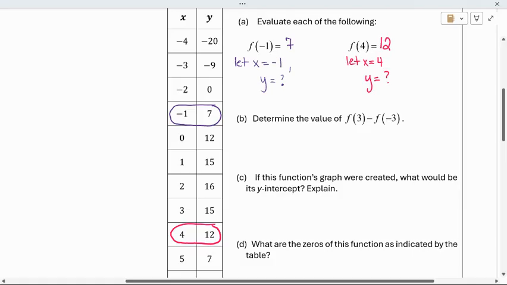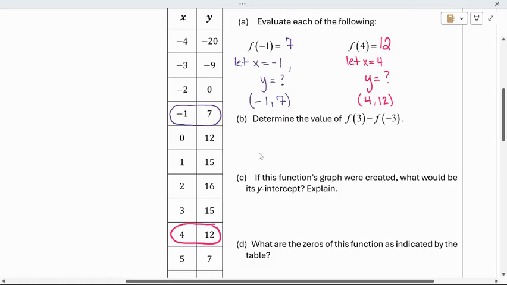We could even write both of those as ordered pairs, correct? This would be the ordered pair -1, comma 7. And this would be the ordered pair, what? Owen? Positive 4, comma 12. I love that. Perfect. Okay.